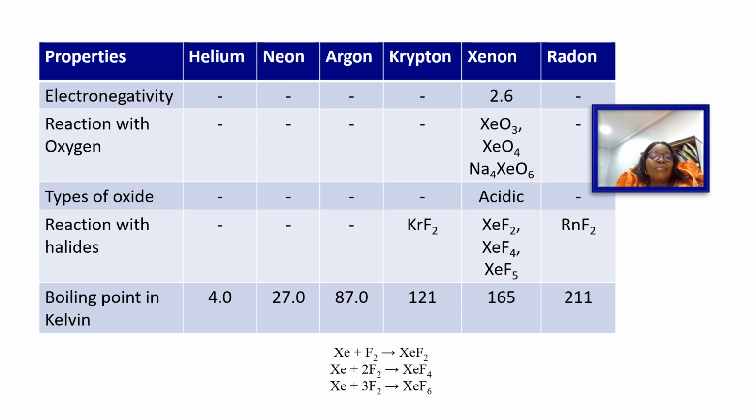We'll find out that their boiling point increases down the group. Below is an example of the reaction between xenon and fluorine to form these compounds.